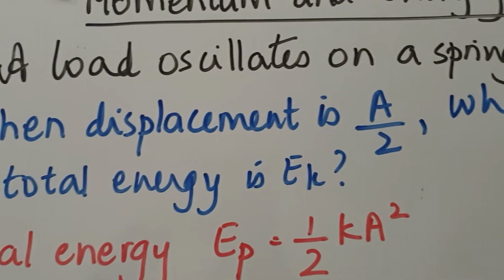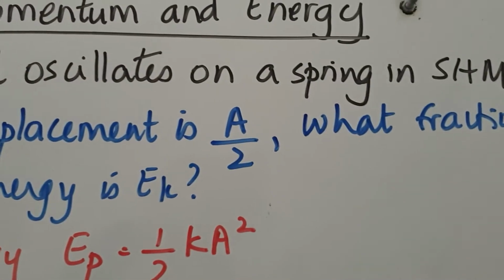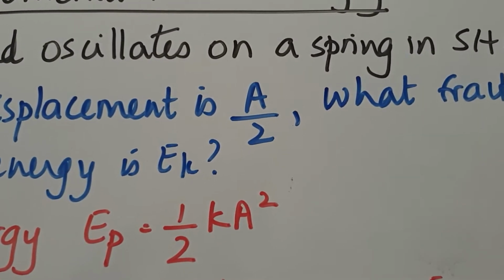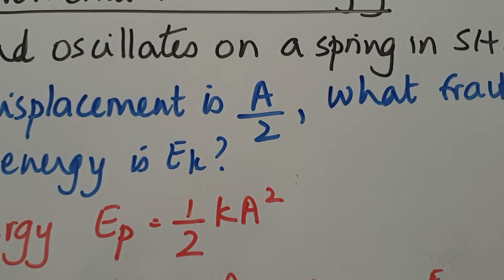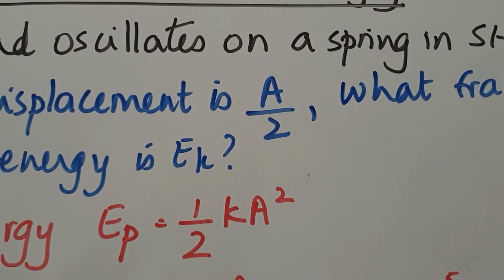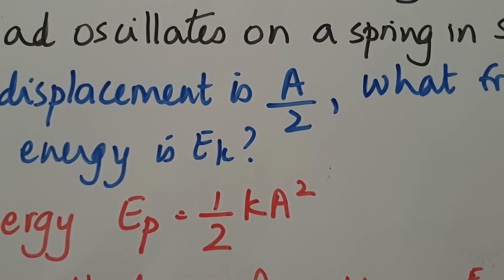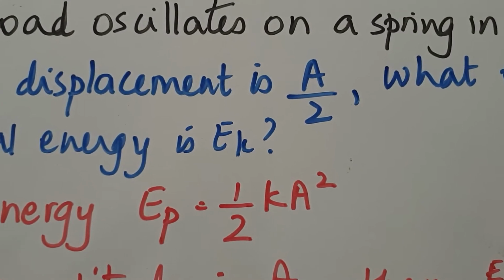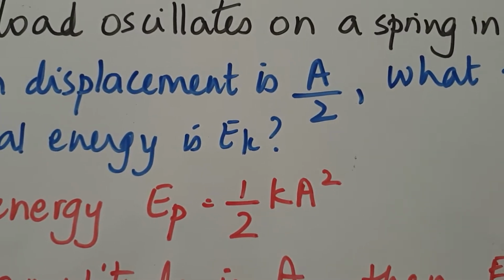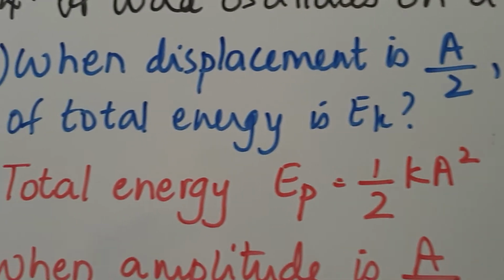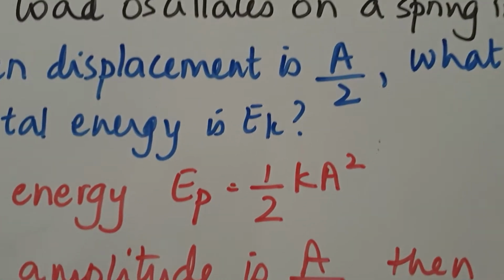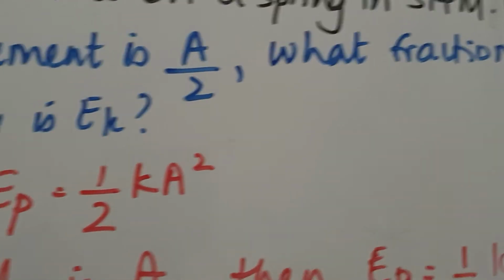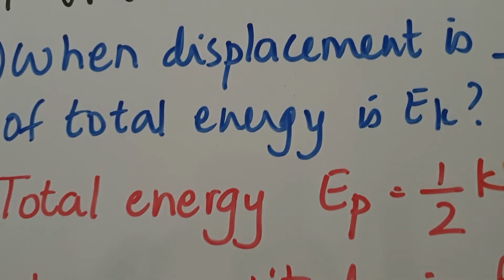So momentum and energy. A load oscillates on a spring in simple harmonic motion. When you just see that first line, we have to think of what the energy changes are that take place in a spring. The energy changes are between elastic potential energy and kinetic energy. And the other thing we have to keep in mind is that at any instant of time, the total energy is the same. Okay? And the question is, when displacement is half the amplitude, so I've just written half the amplitude is A over 2, what fraction of the total energy is kinetic?